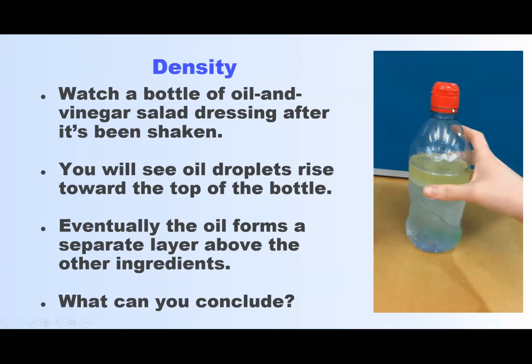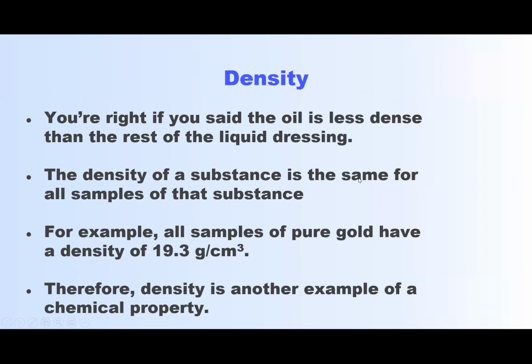For example, look at this bottle here. I have oil and vinegar. You can see that after I shake the bottle and let it rest for some time, the oil will go on top of the vinegar. Why? Because oil has a density lower than vinegar. All right. So you are right if you say that the oil is less dense than the rest of the liquid dressing. The density of a substance is the same for all samples of that substance.